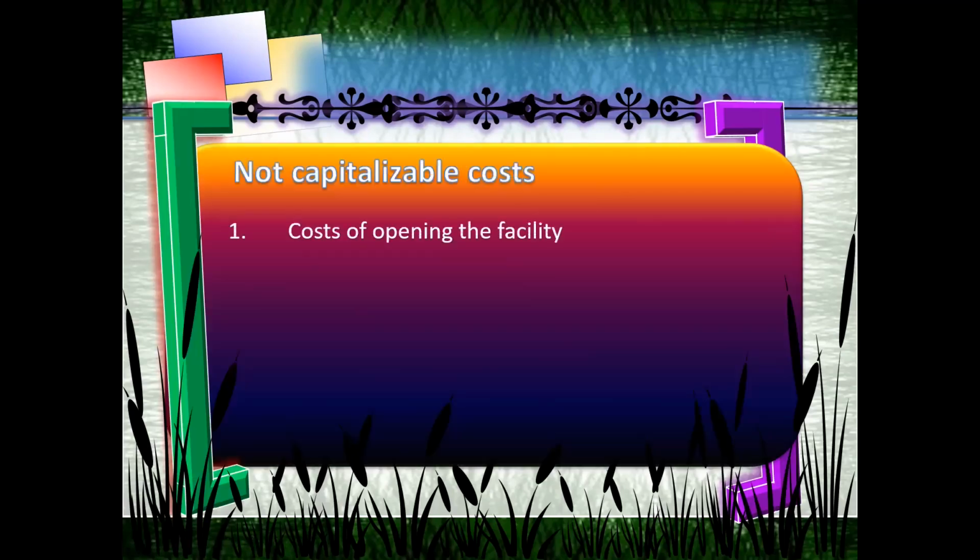So these are the costs which are not capitalizable. So most probably pag naka-incur ng mga ganitong cost ay i-expense natin immediately, no? These are expensed outright. So first is the cost of opening the facility. So baka may nagpa-party, no? So that one, cost of that one is to be expensed outright. Hindi yan kasama sa ating capitalizable cost.